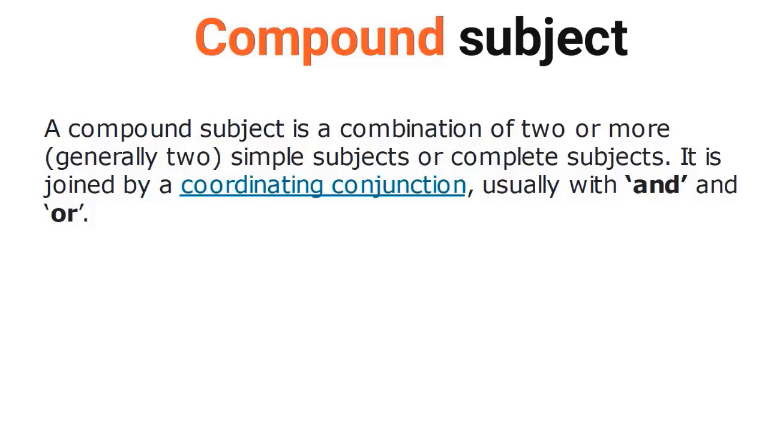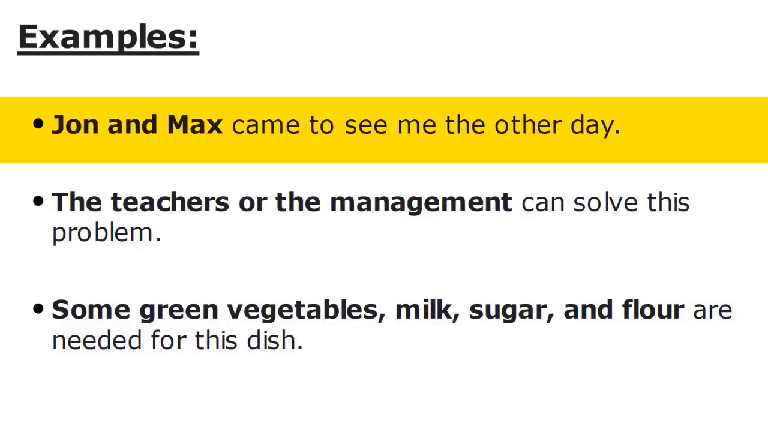John and Max came to see me the other day. John and Max. We have two simple subjects, John and Max, and we combine them using this coordinating conjunction and. Here we have a compound subject, John and Max. John and Max came to see me the other day.